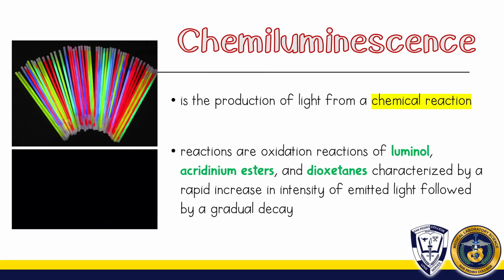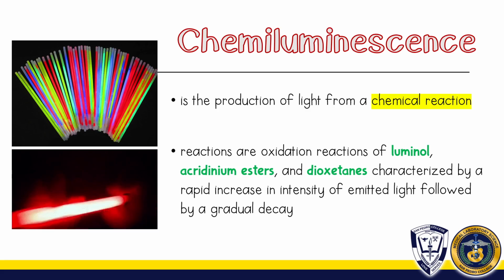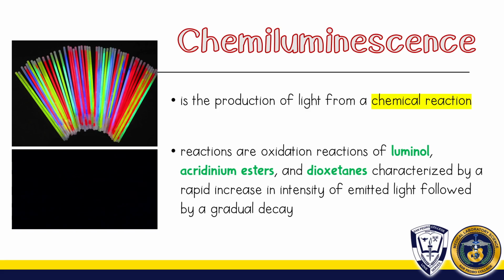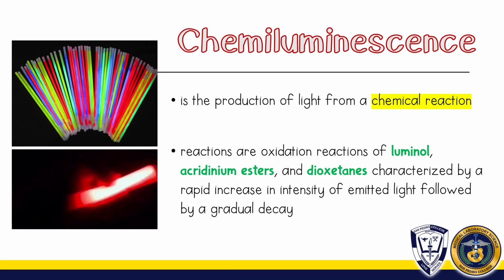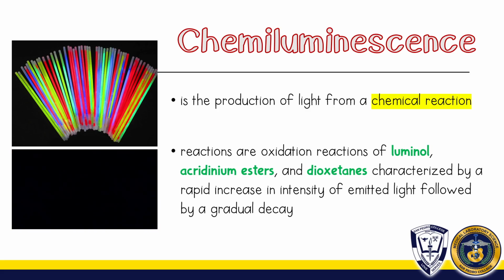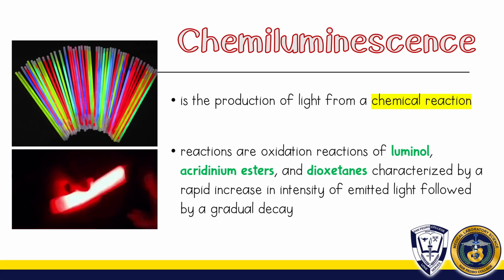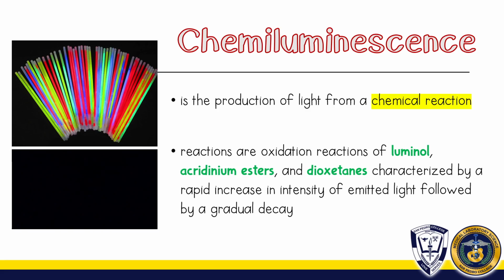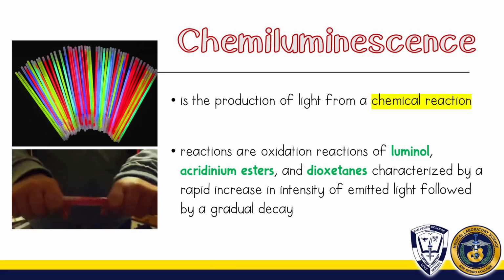Now, the chemical reaction that happens here in your chemiluminescence is a redox reaction. Common substances that can cause the production of light are luminol, acridinium esters, and dioxetanes. Other, more common examples are oxygen, hypochlorite, and hydrogen peroxide. It is characterized by a rapid increase in intensity of emitted light followed by a gradual decay.